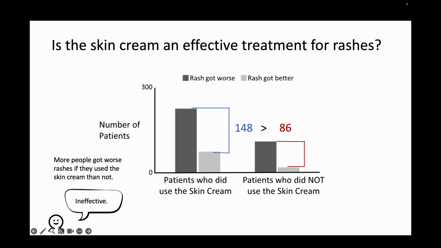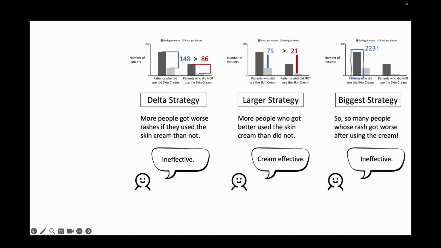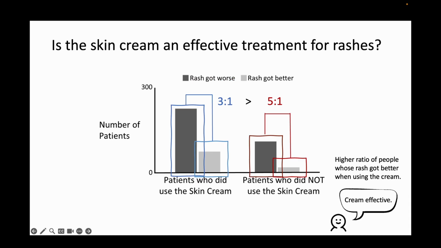You could also compare the difference between the number of people whose rash got worse to the number of people whose rash got better. You notice that more people got worse rashes if they did use the skin cream. We refer to this as the delta strategy.